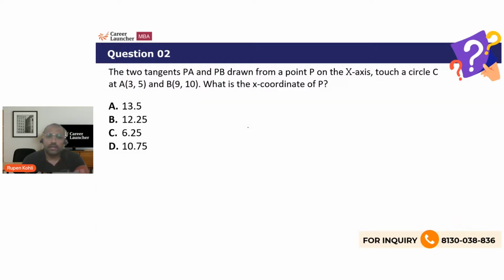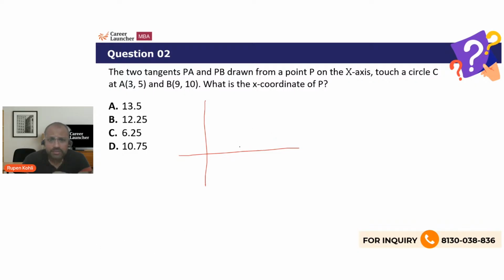Okay. So I'm discussing, but I'll be waiting. If you get the answers, do let me know on the chat box. Now, tangents are drawn from a point on the x-axis to a circle. We are not given the equation of the circle. All we know is that there are two tangents drawn.